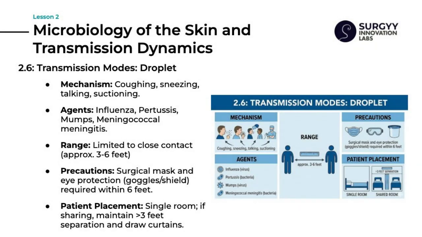The mechanism for this mode includes coughing, sneezing, talking, or performing suctioning. Common agents spread by droplets include influenza, pertussis, mumps, and meningococcal meningitis. The range of transmission is generally limited to close contact, typically within approximately 3 to 6 feet of the source. Precautions require the use of a surgical mask and eye protection, such as goggles or a face shield, when within 6 feet of the patient.